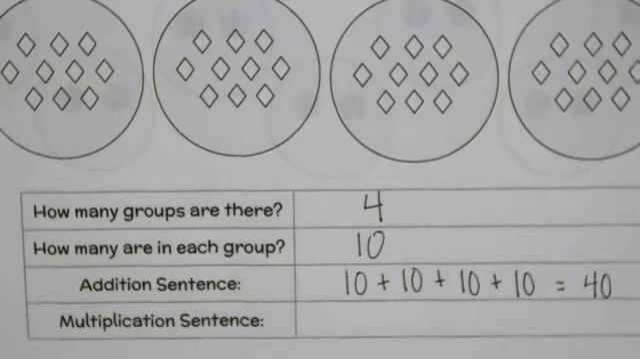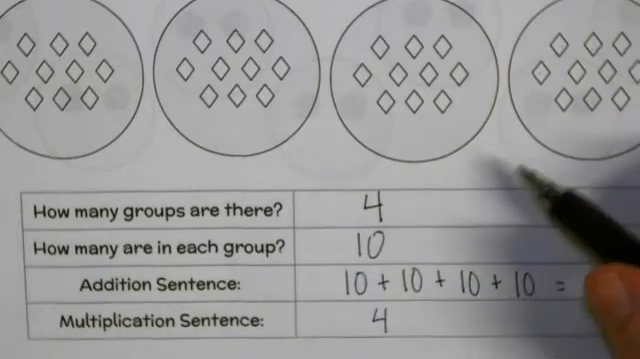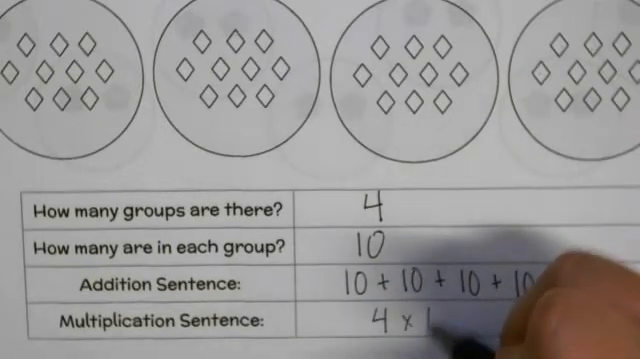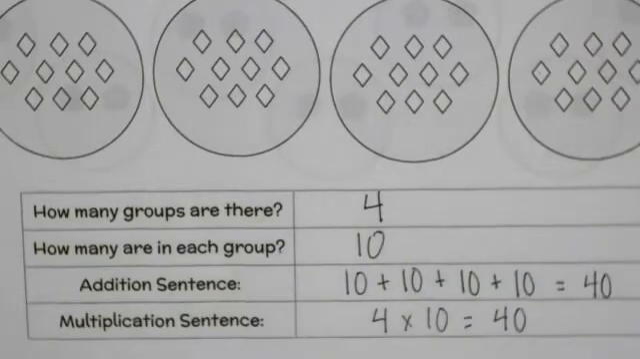Now my multiplication sentence. So remember, I think how many groups? 4 times how many in each group? 10 equals how many altogether? 40.